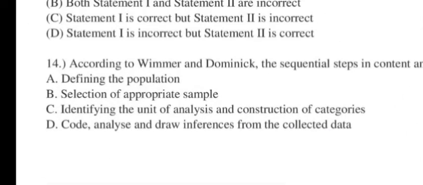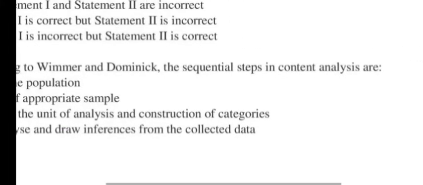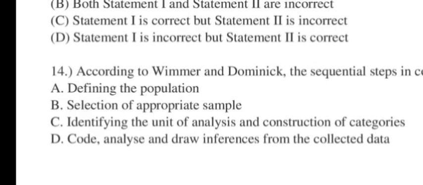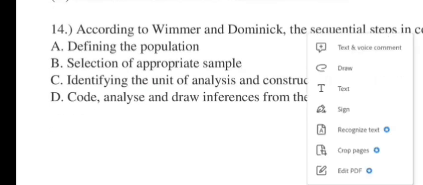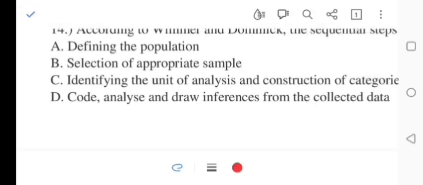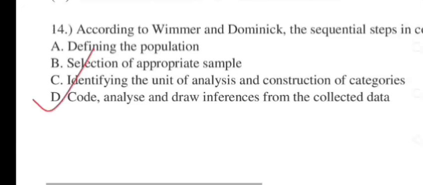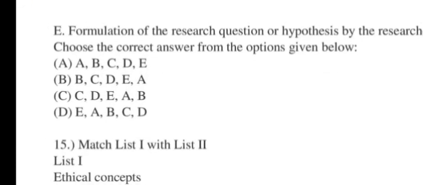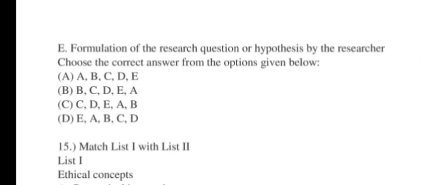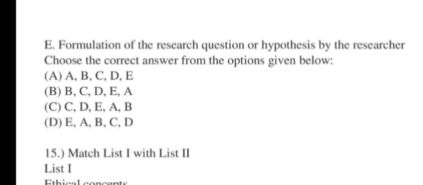Okay, 14 says that according to Weimer and Dominic, the sequential steps in content analysis are what? A, B, C, D: defining the population, selection of appropriate sample, identifying the unit of analysis and construction of categories, code, analyze and draw inferences from the collected data. Question number 14, D will be correct. That means code, analyze and draw inference from the collected data. Number 15 says formulation of the research question or hypothesis by the researcher. Choose the correct answer from the options given below.